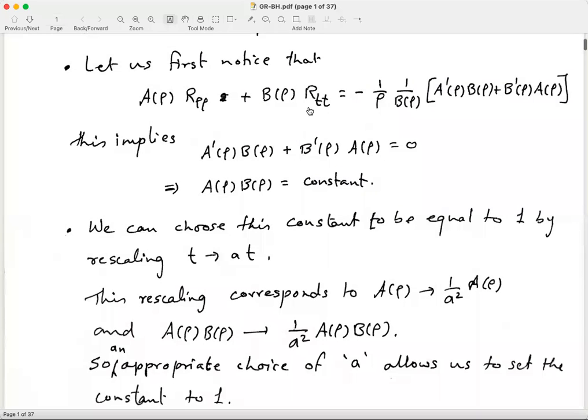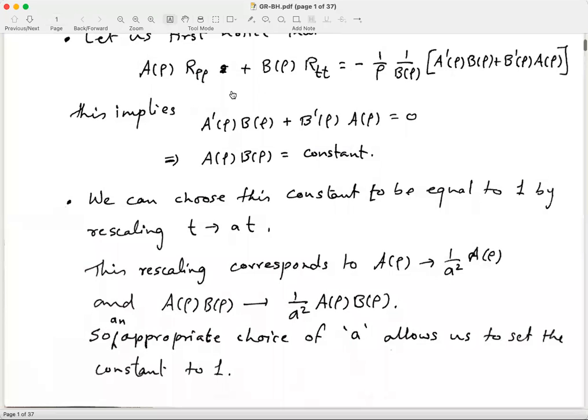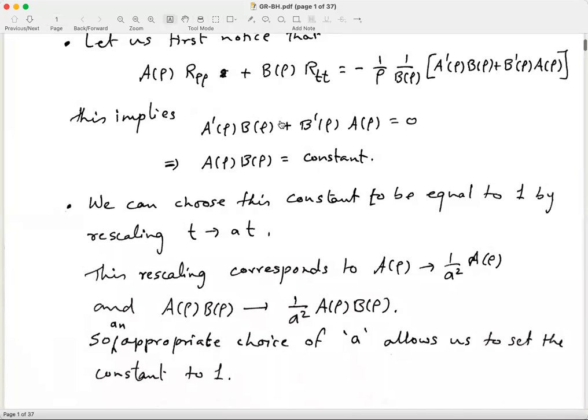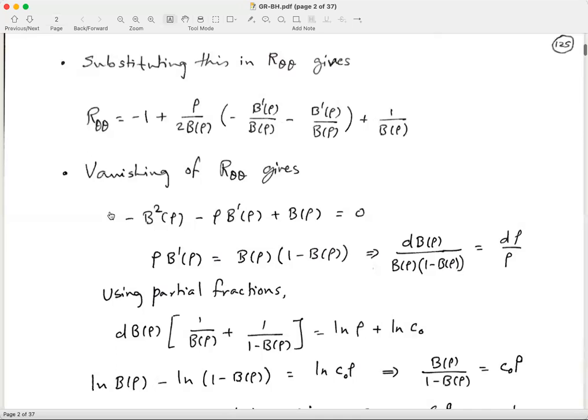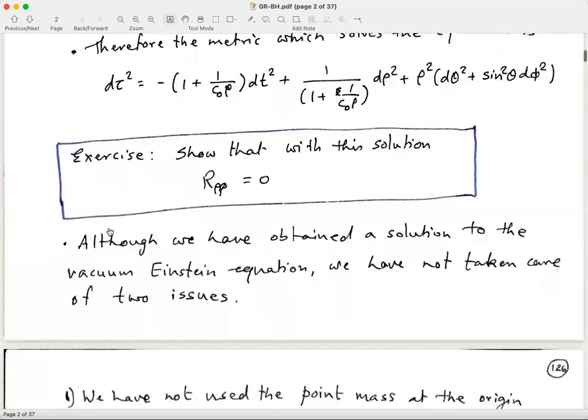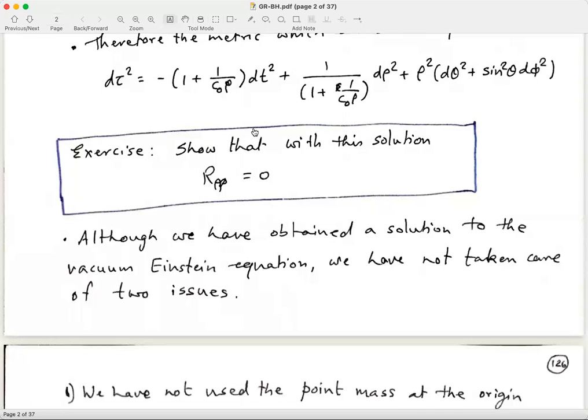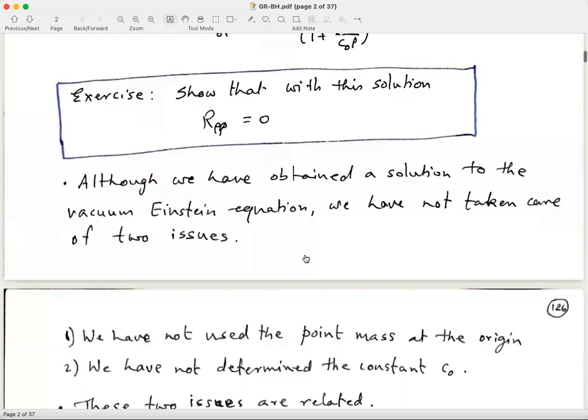Just as a check on this particular equation, we have used the fact that A times R rho rho plus B times RTT is equal to 0. If you can show that R rho rho is equal to 0 or RTT is equal to 0, it doesn't matter which one you look at, it would establish that the other component of the Ricci tensor would vanish. So checking one of them vanishing is good enough to show that everything is working fine, because if R theta theta is set to 0, then R phi phi is 0 anyway. So that is a small exercise that you could do, taking this metric without worrying about what C naught is. You should be able to show that R rho rho would vanish.